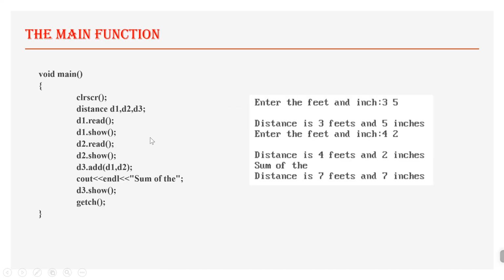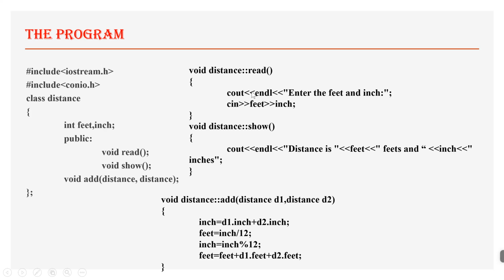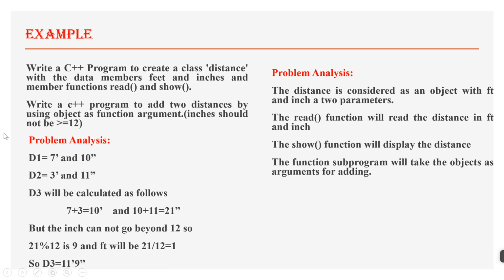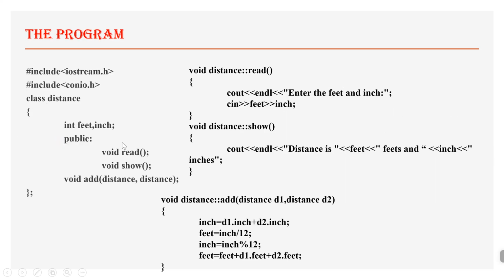Now let me go to the main program. In the main program, I'm declaring three objects. What are the three objects? D1 is one object, D2 is another object, and D3 is one more object of type distance. Now coming to read, D1 dot read means I am reading the values. I'm reading the feet and inch. What is D1? 7 feet 10 inch. So here I am reading 7 and 10.